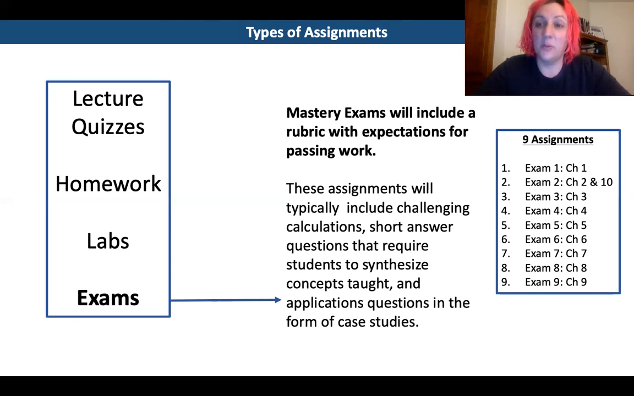You'll have 9 of these, one for each chapter. There'll just be a couple questions each, maybe like 3 to 6 questions each. So hopefully not too terribly long. And these should be done after you do the lab, after you do the homework, after you do the lecture quizzes, and you should do them when you're feeling really confident about the material.